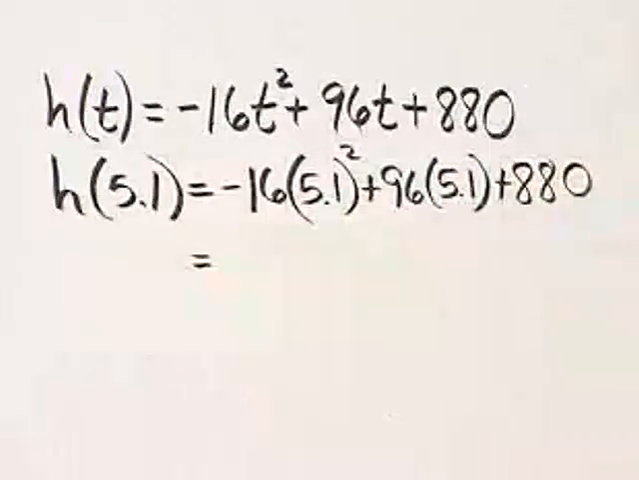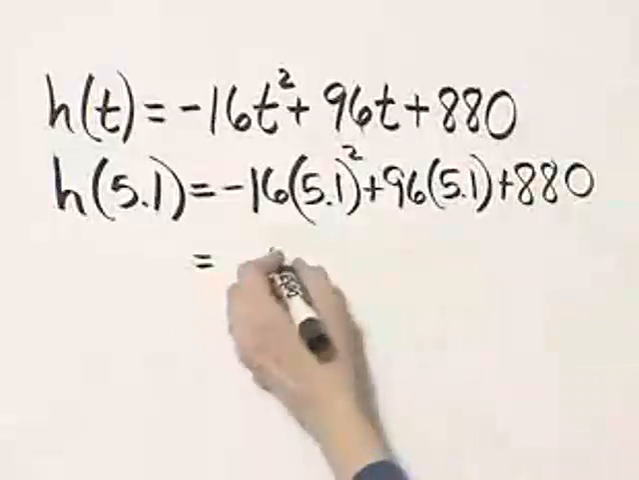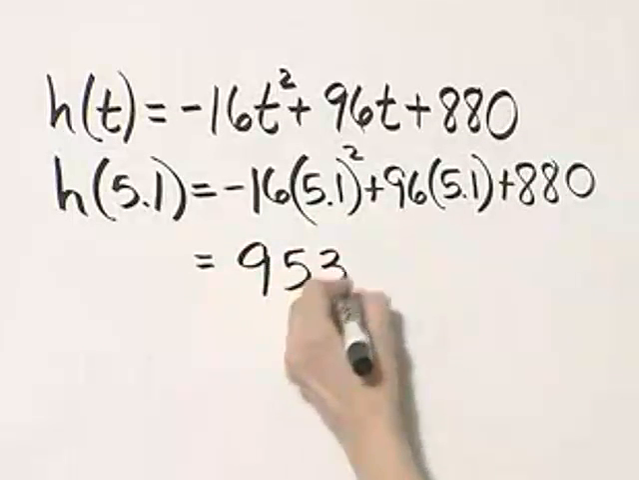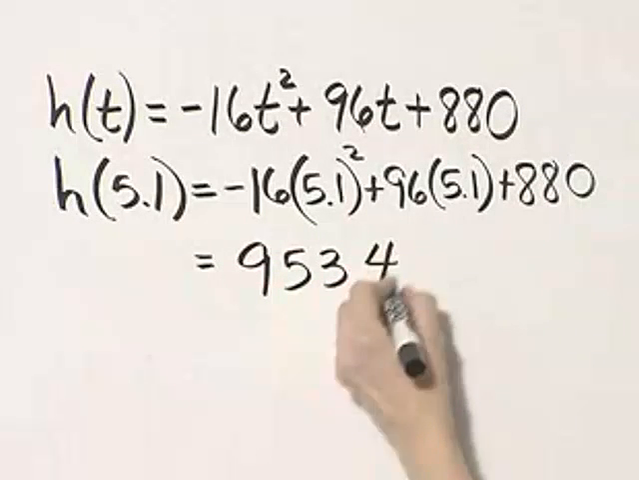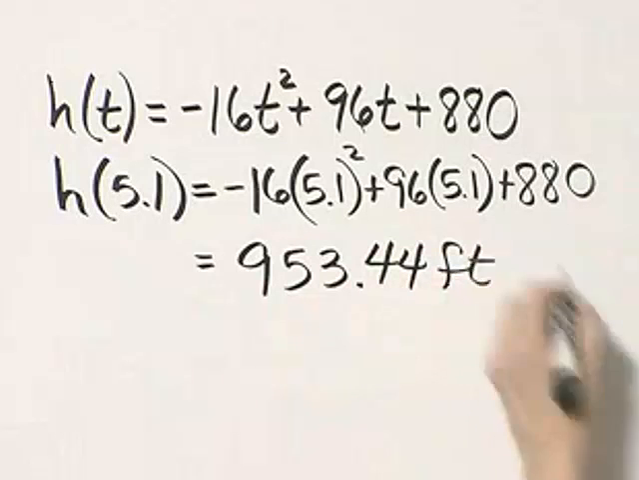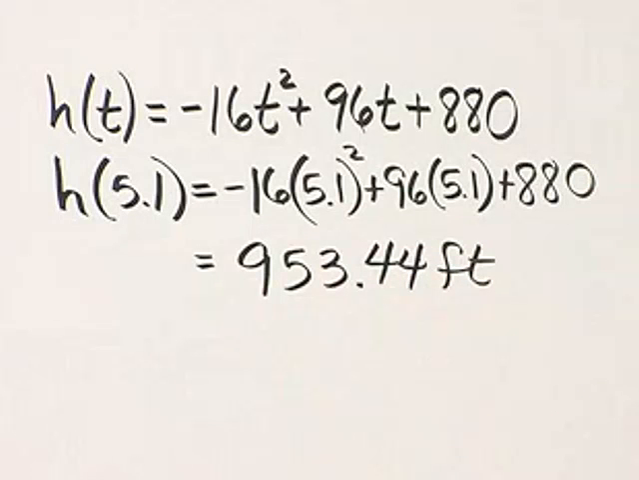And if you simplify the polynomial on the right, you'll find 953 44 feet. So after 5 1/10 seconds, the height of the pebble will be 953 44 feet.